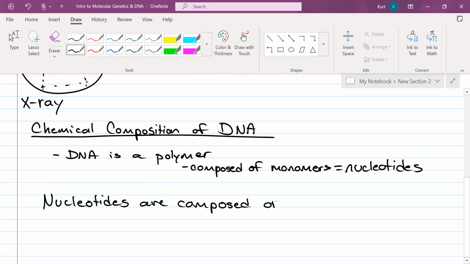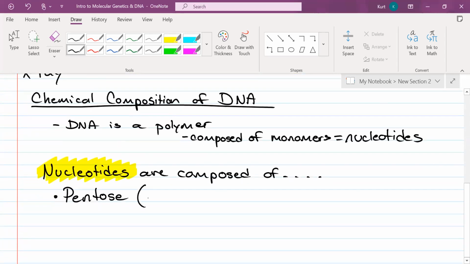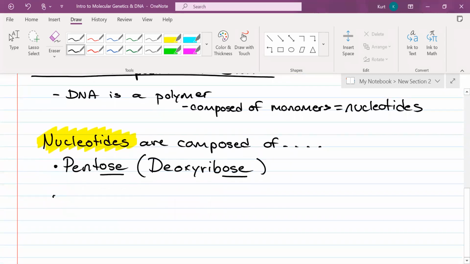Nucleotides are composed of three things. Dan, do you know what one part of a nucleotide is? A pentose sugar. Very good. Now, today we're only talking about DNA, so what is the sugar in DNA? Very good. Deoxyribose. Notice it ends in -ose. Those mean sugar.